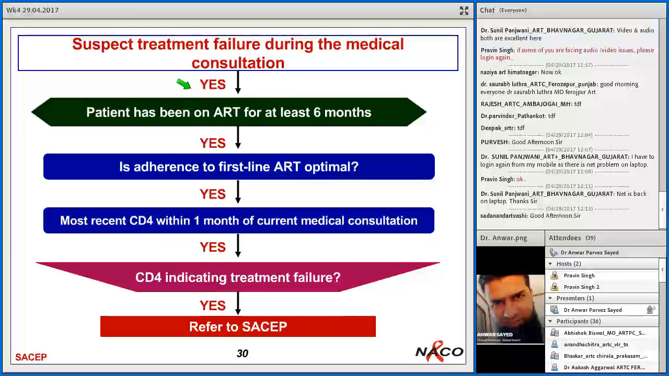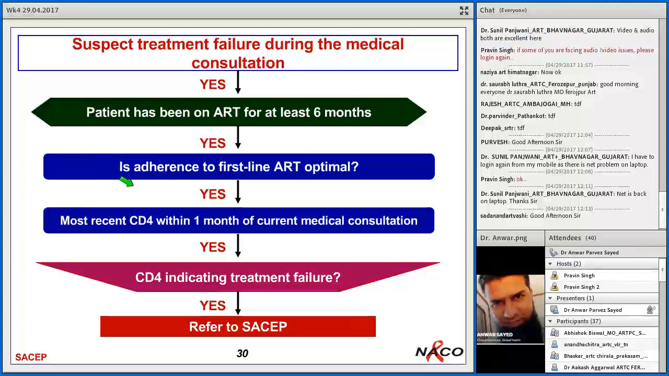But before referring patients to SASEP, you check a few things. First of all, you should see whether the patient is on ART for at least 6 months or not. Then you should see whether the patient's adherence is good, that it should be at least more than 95%. Even if it is 90%, then you should consider that referral. This is for ART Plus and SASEP. Don't stick to only 95%, but even if, suppose, at one time the patient is having 90%, don't send patients back.